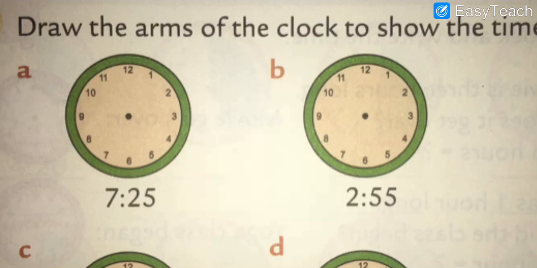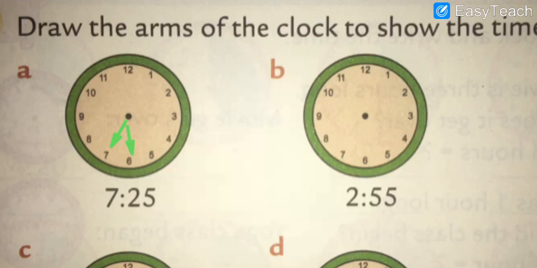So our hand is on 7, and 25 means how many minutes, my dear students? 4 or 5? 5. Okay, 25 minutes means the number 5. So now I am going to draw here the small hand. See, my dear students, our small hand is on 7, and the minute hand is on where? 25 means here, on 5.